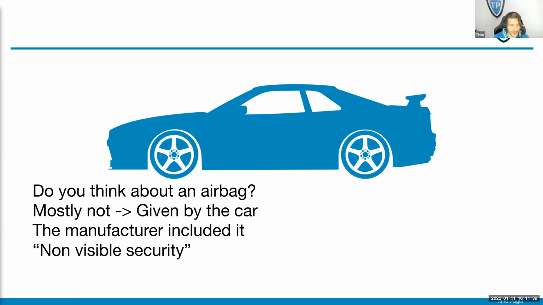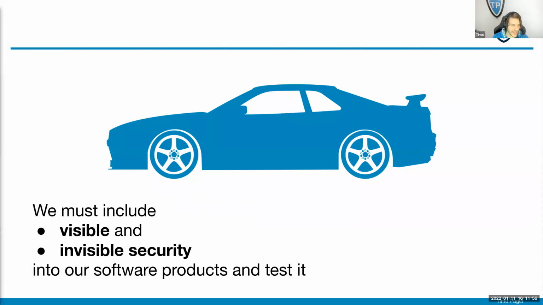So what comes naturally are the security features which we see, so that comes more handy to us. But we don't think about an airbag, so that is just there. The manufacturer included it. It's non-visible security for us. So as a tester, we need to include visible and invisible security into our products and obviously test it. So we need to test these things.